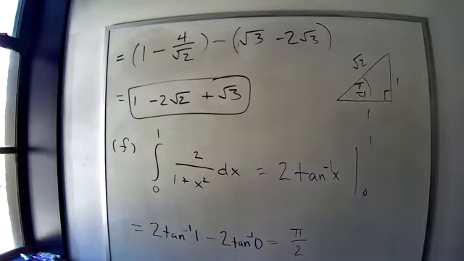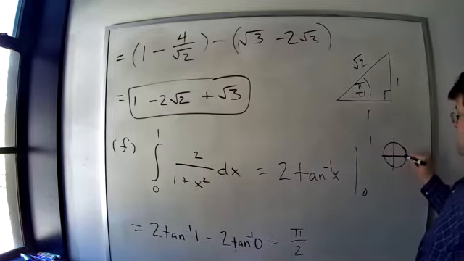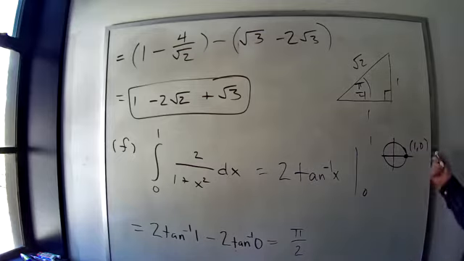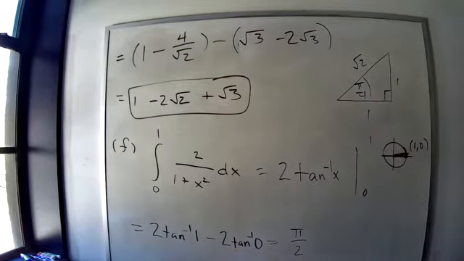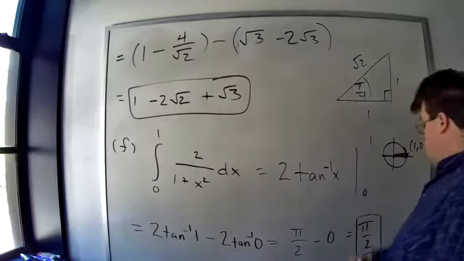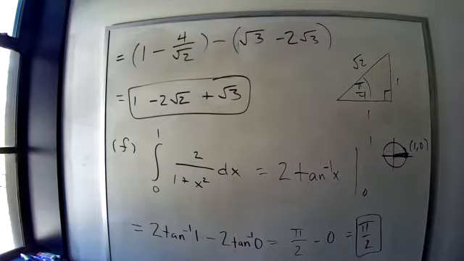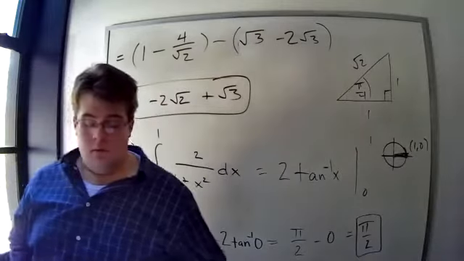is pi over 2. We need next an angle whose tangent is 0 and is within the first and fourth quadrants. Angle 0, well, for angle 0, sine of 0 is 0, cosine of 0 is 1, 0 over 1 is 0. So the inverse tangent of 0 is angle 0. So we get pi over 2. So any questions about that one? Any questions about anything in number 1?